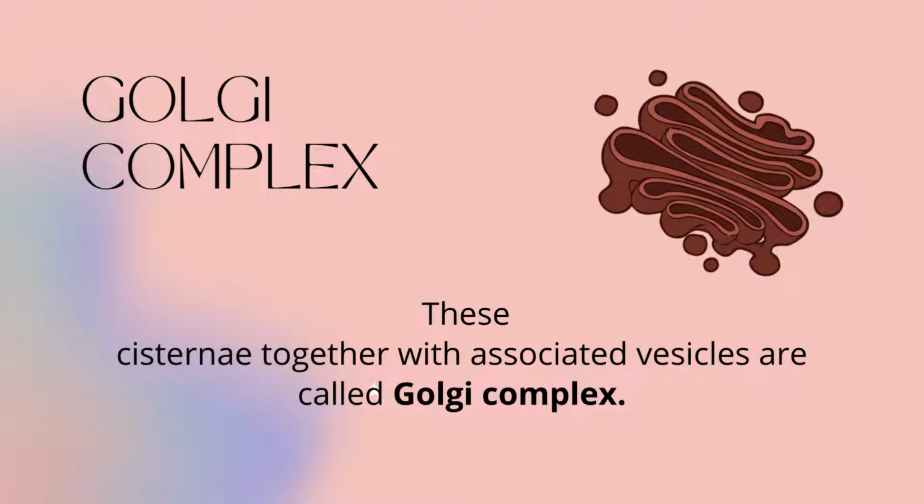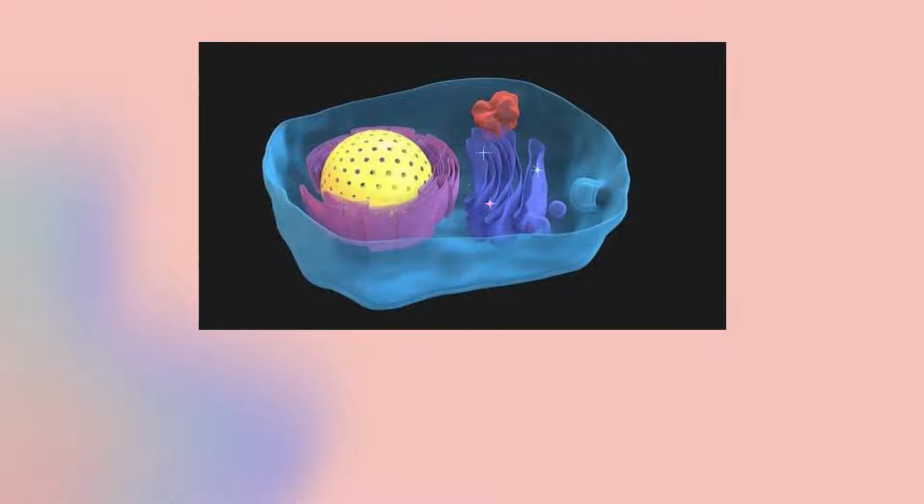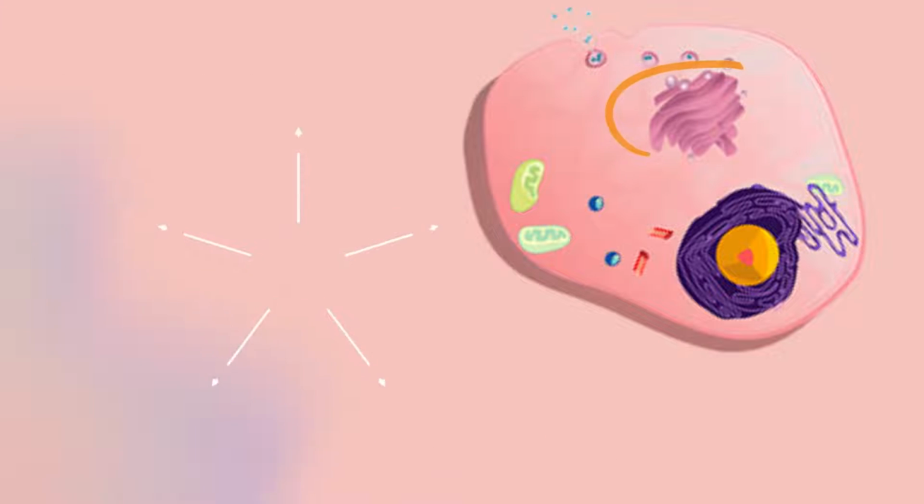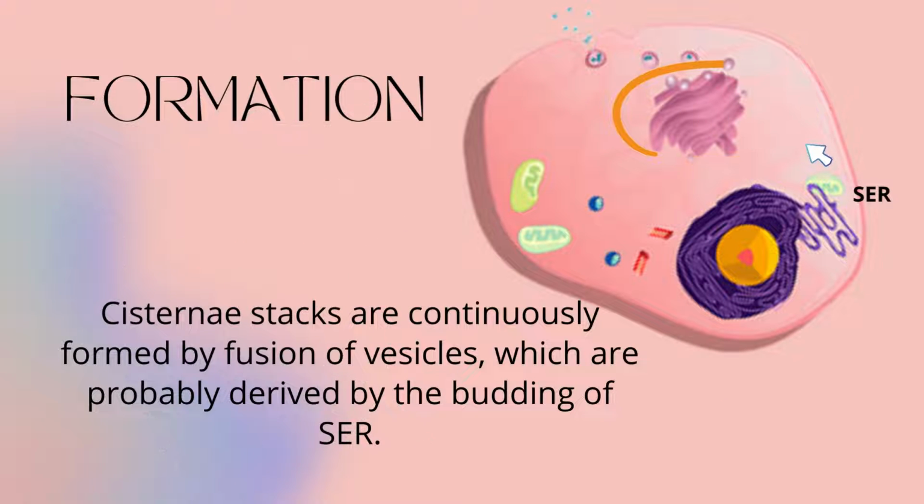These cisternae together with associated vesicles are called Golgi complex. When these cisternae are present in the form of a stack and they have vesicles, then it is called Golgi complex. So we can say that it is a complex system of interconnected tubules or sacs around the central stack. There is a main pouch and all other pouches are attached to it and interconnected. Each pouch is connected to the next pouch.